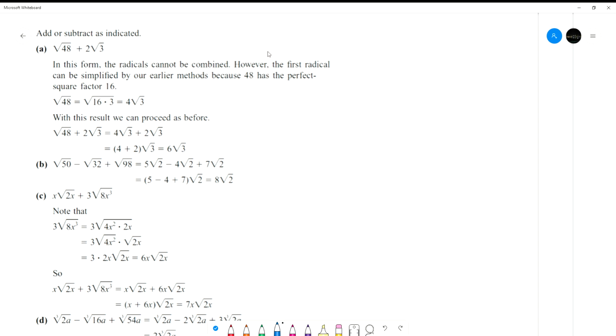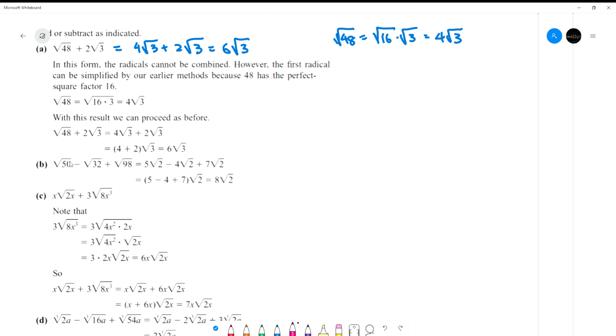So what we do is we first simplify radical 48. So radical 48 is radical 16 times radical 3. So this is my 4 radical 3. Right? So now I have like terms here. So over here I have 4 radical 3 plus 2 radical 3. These are like radicals. So 4 plus 2 is 6 radical 3. Right? Let's move on to the next.